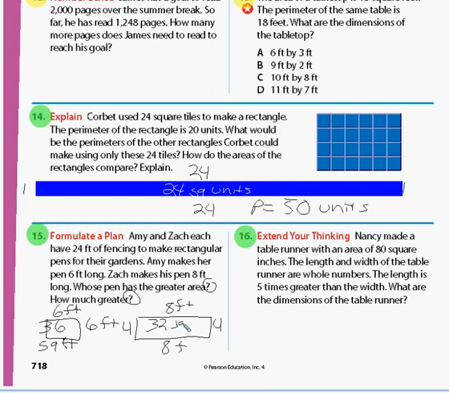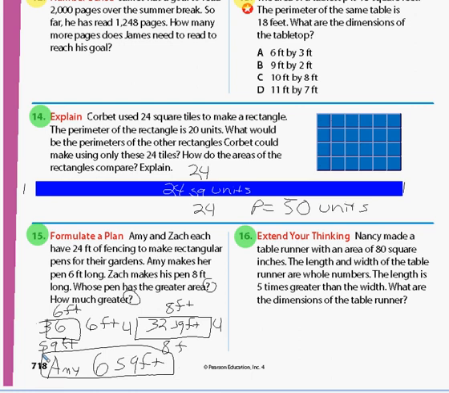That's square feet. So we can see that Amy's pen ends up having more area than Zach's pen, and it looks like it's by 6 square feet. So Amy's pen is 6 square feet larger than Zach's pen.